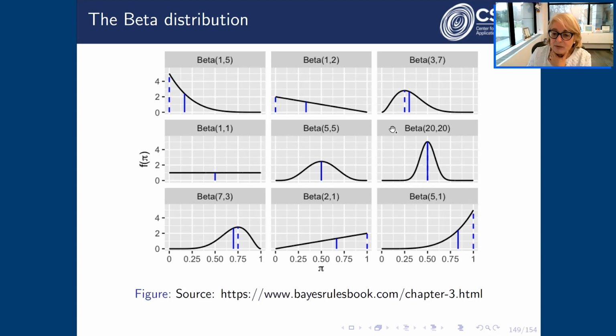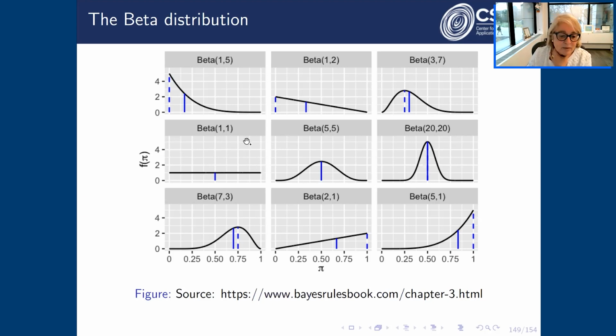If we look at this one here, this is a beta 20, 20. So A is equal to 20, B is equal to 20. Look at this thing. It looks like a normal distribution. The mean is at 0.5. And what this is saying is you're most likely to observe values of pi in this range here. Anything above, let's say, 0.6 is unlikely. Everything below, let's say, 0.3 is also unlikely.